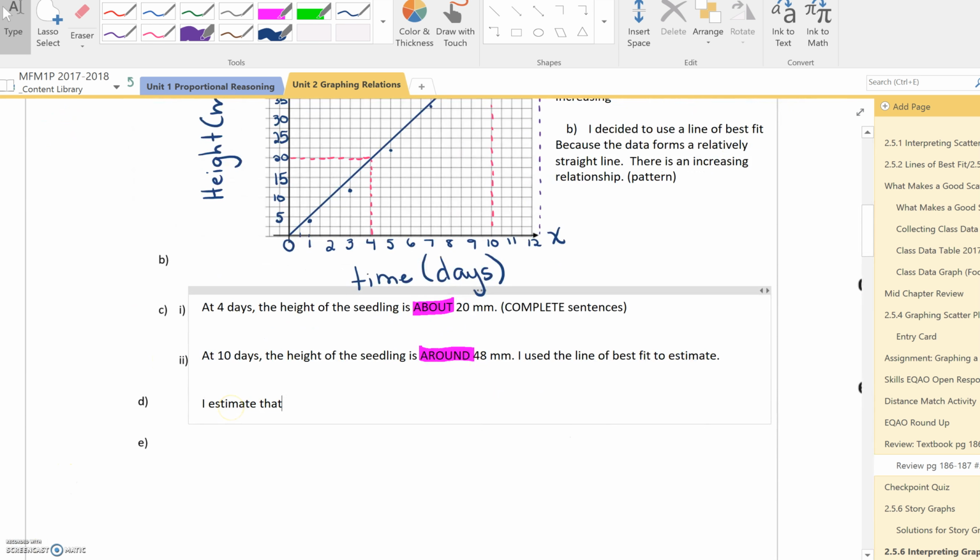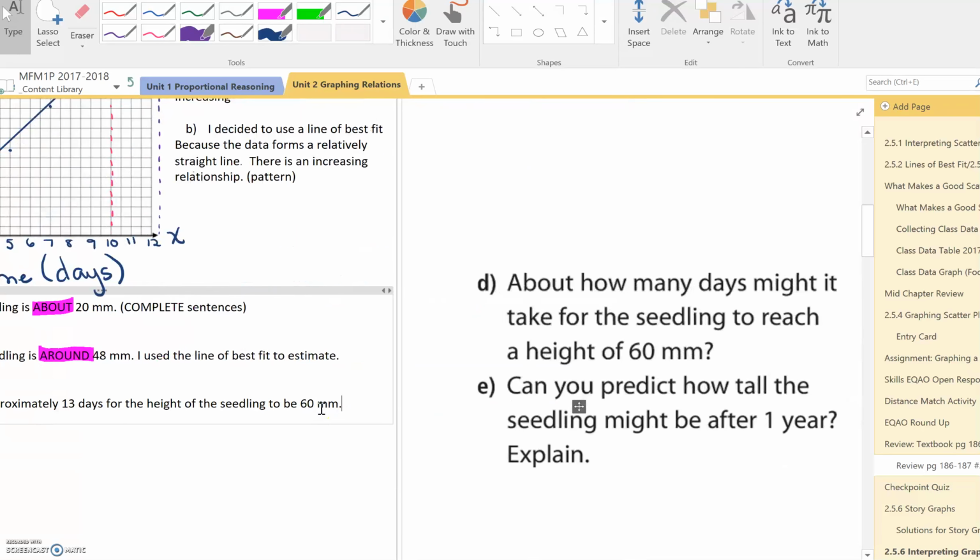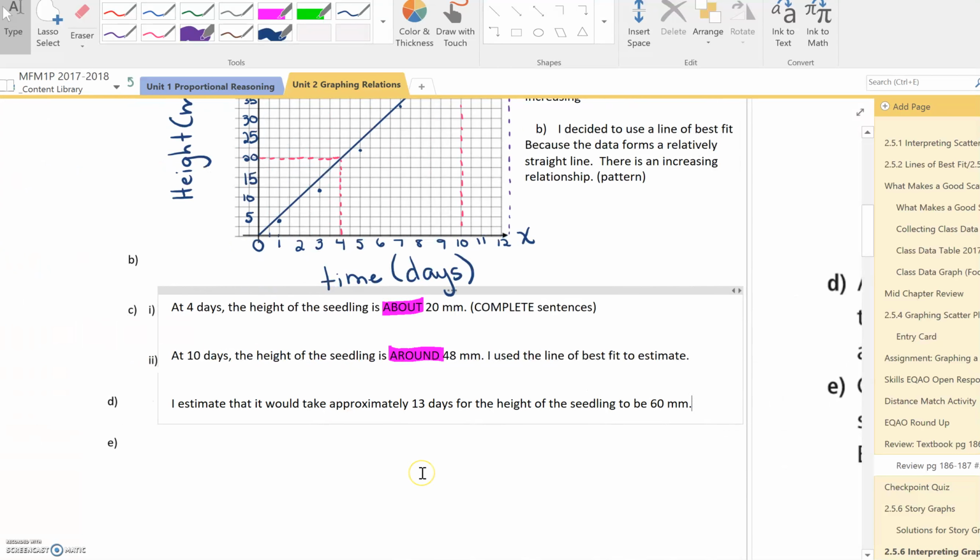So I estimate that it would take approximately, we said about 13 days, for the height of the seedling to be 60 millimeters. Okay, I'm just going to double check that it was 60. Yeah, it was 60 millimeters. And there's the word approximately, which is right over here. And approximately 13 days again is acceptable. Again, your answer might vary, but as long as it's close to that answer and you're showing your work on your graph.